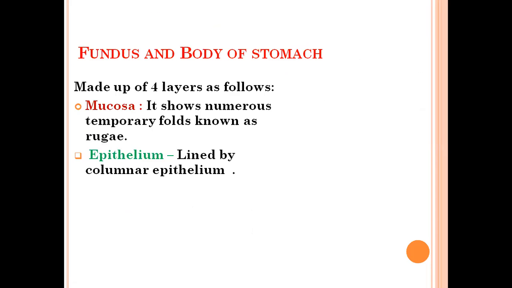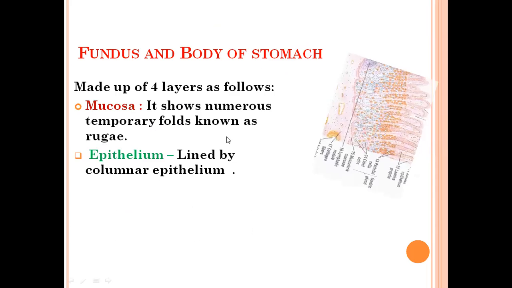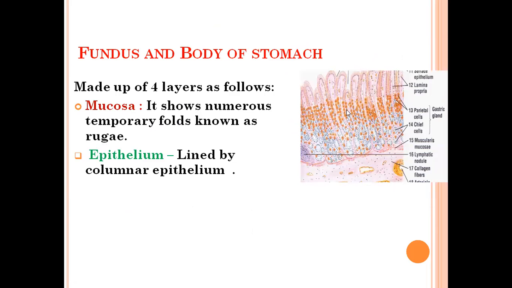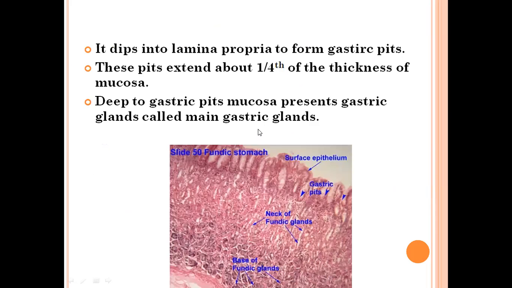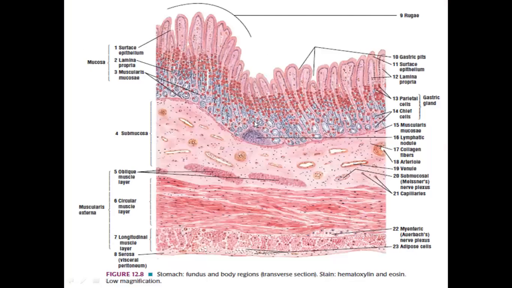Now, the fundus and body of the stomach are made up of 4 layers as follows. We know mucosa shows numerous temporary folds which are called rugae. You see this is the mucosa and these are all gastric glands. They are all lined with columnar cells. These gastric glands are dipping in the lamina propria to form gastric pits. These pits extend about 1/4 of the thickness of the mucosa. Deep to the gastric pits, the mucosa presents gastric glands which are called main gastric glands.